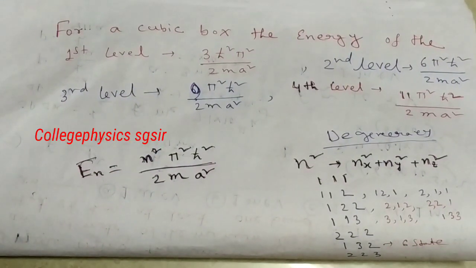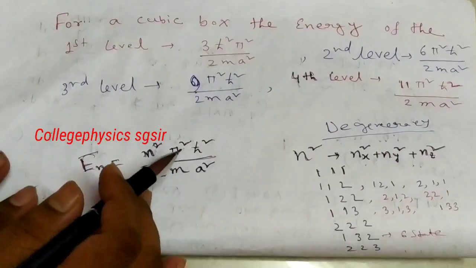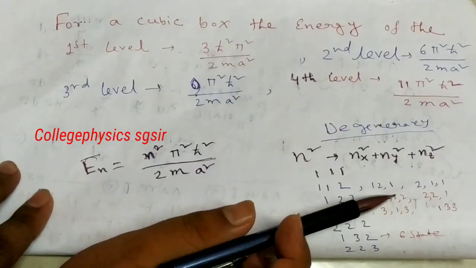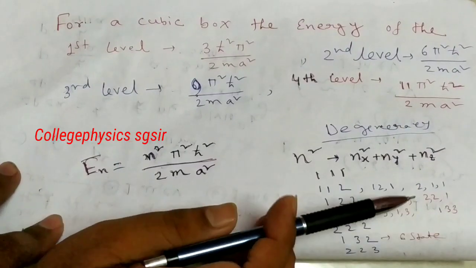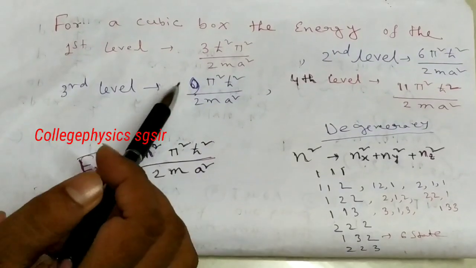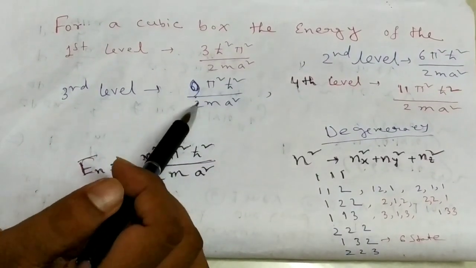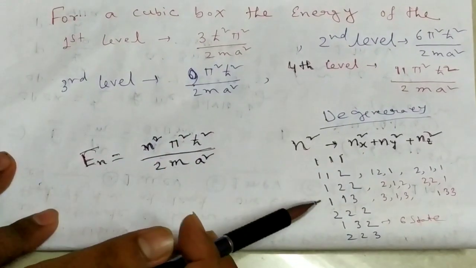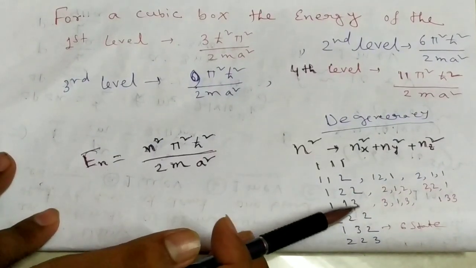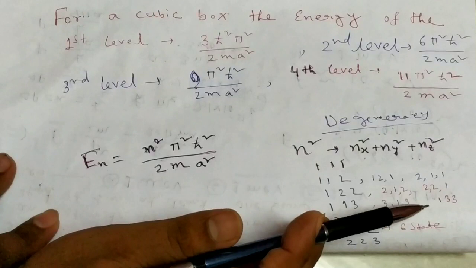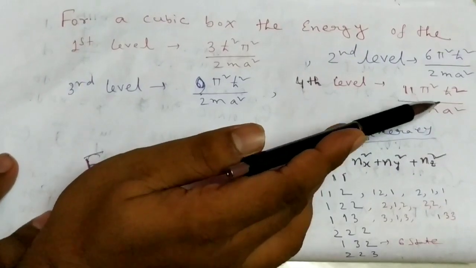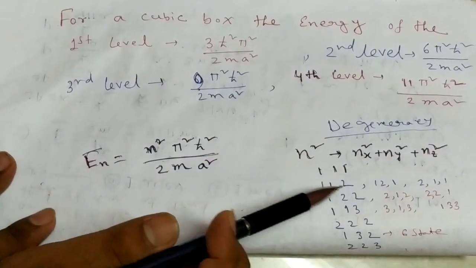Next, in the third level we get three states: 1 2 2, 2 1 2, 2 2 1. So the degeneracy is 3, and the third level energy is 9 pi square h cut square by 2m l square. For the fourth level we also get 3 degeneracy: 1 1 3, 3 1 1, 1 3 1. So for this level the energy is 11 pi square h cut square by 2m l square.